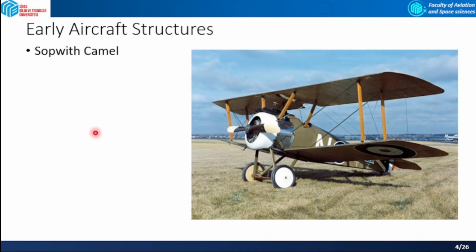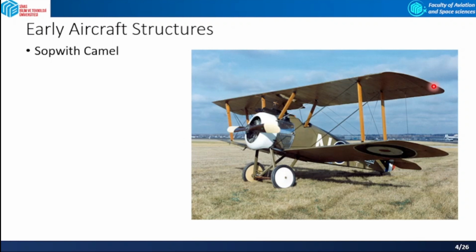On this picture, you see a Sopwith Camel. This aircraft is from the First World War. And if you look at this aircraft, you can see a number of typical features. First, the wings, which are very thin. And due to this small thickness, it's difficult to design a very strong and very stiff structure inside the wing.